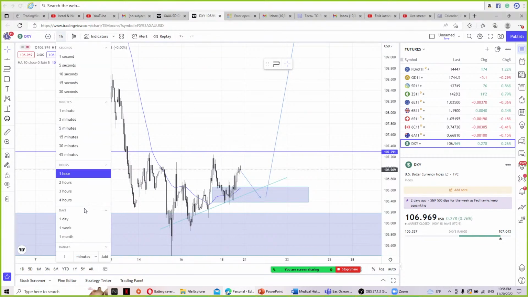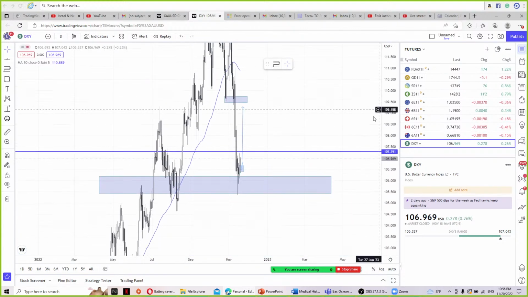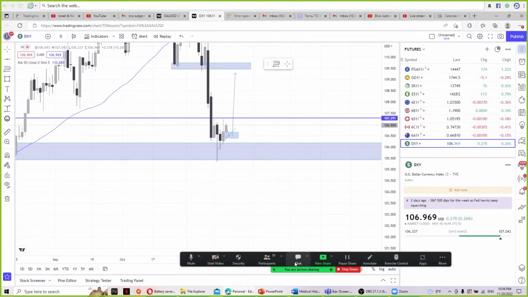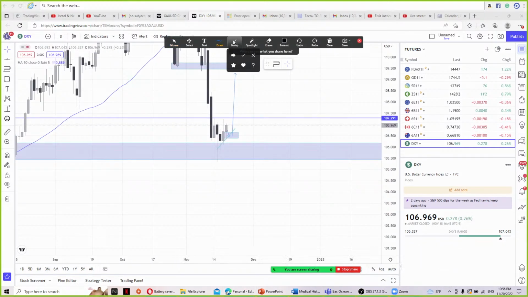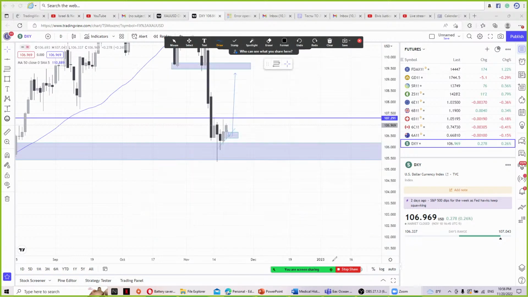Let's start with the weekly outlook. DXY, let's start with DXY. Now, when you come to the DXY, if you have any question, those on the chat and those on the Zoom, please do ask me.